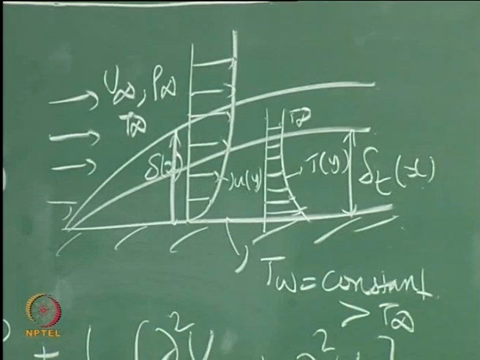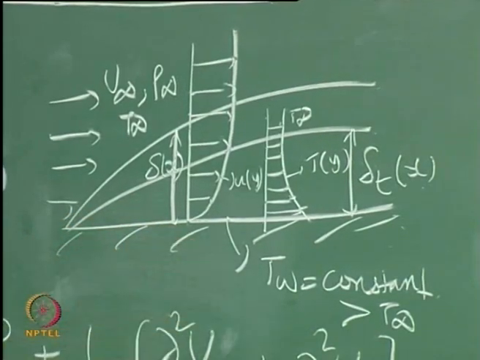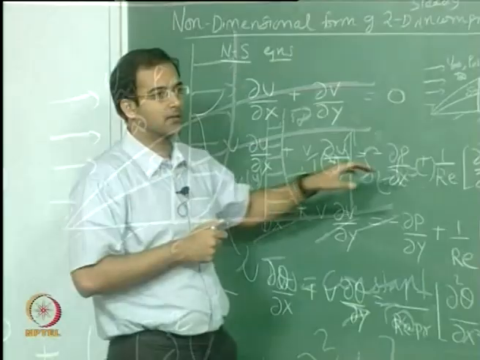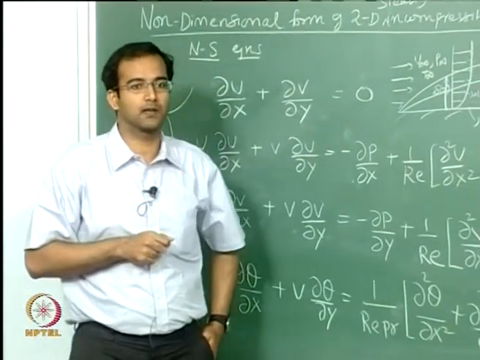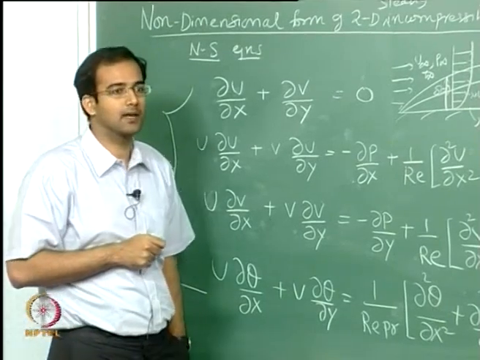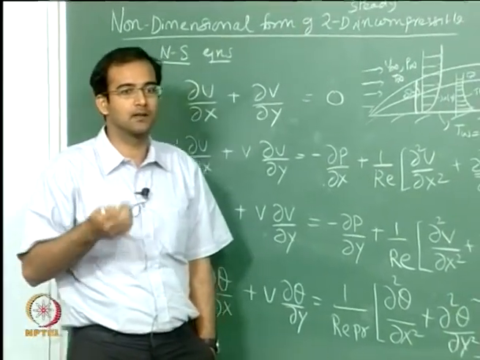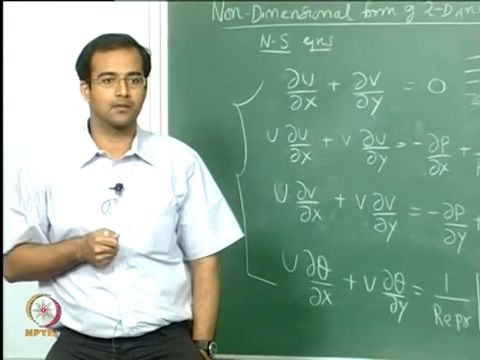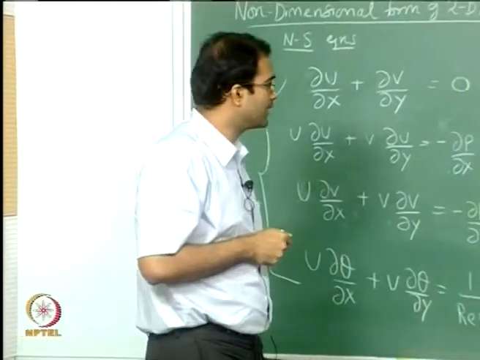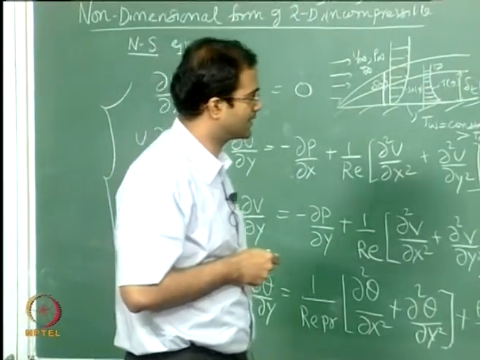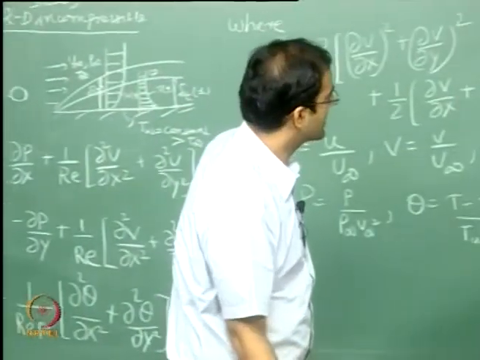This is a typical case where you want to finally reduce your Navier-Stokes equation to what are called boundary layer equations. The boundary layer flow is an approximation to the complete full solution of the Navier-Stokes equation. Before we do that approximation, let us look at the non-dimensional numbers involved.